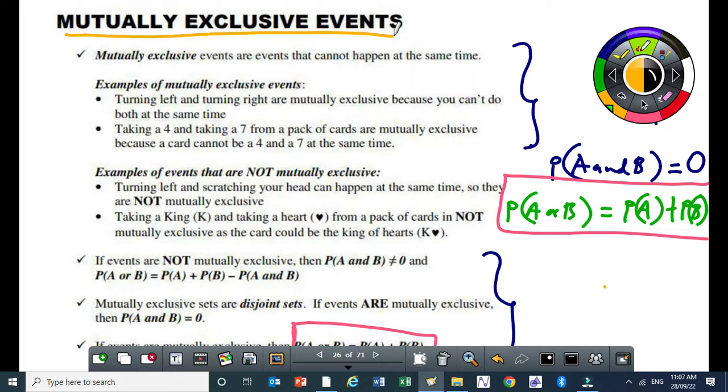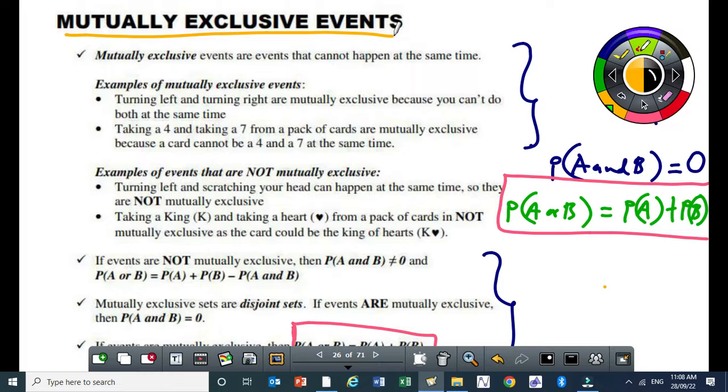For example, if you are driving a car, you can't turn left and turn right at the same time. You have to make a decision that you want to turn left or you want to turn right. Let's say it's a T junction, you can't go straight. You have to decide to turn left or turn right. So the events turning left and turning right are mutually exclusive. They cannot happen at the same time.